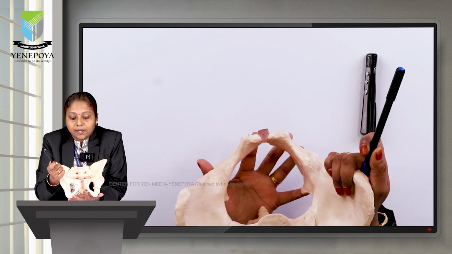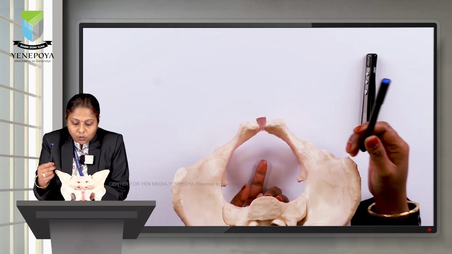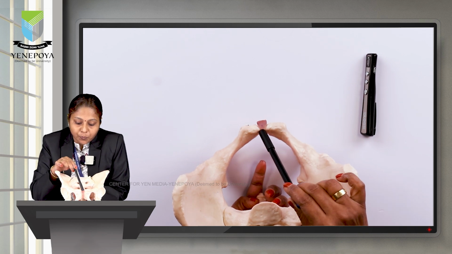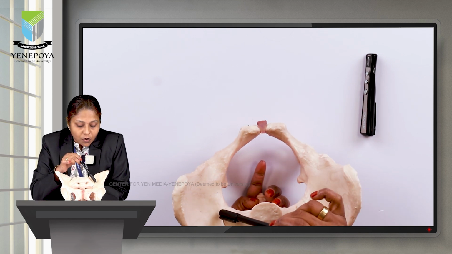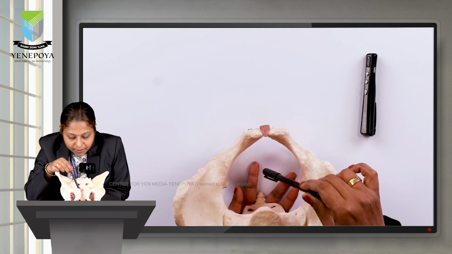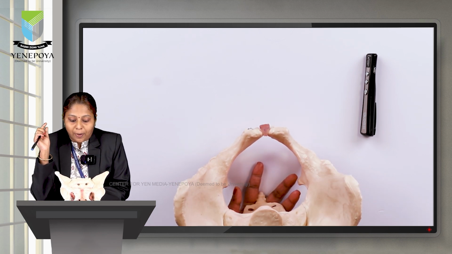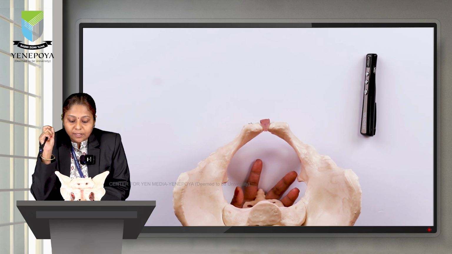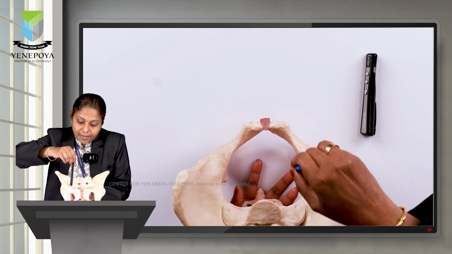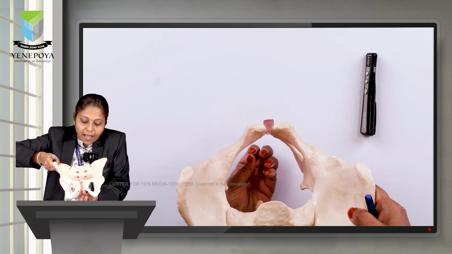Coming to the pelvic joints. There are 4 pelvic joints: the symphysis pubis, the right and left sacroiliac joints, and the sacrococcygeal joint. Coming to the true pelvis. The true pelvis has the pelvic brim, the pelvic cavity and the outlet below.